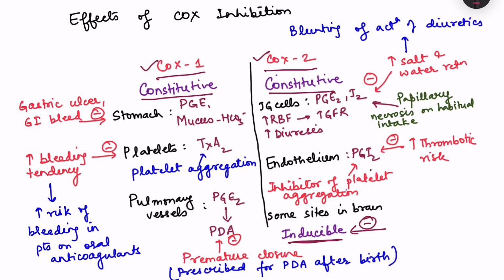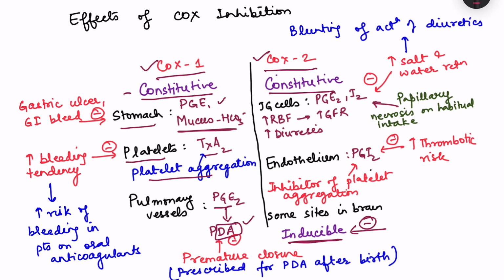So COX-1 constitutive actions include in stomach. Prostaglandin E1 is responsible for the formation of mucous bicarbonate layer, which is protective against the acid which is present in the stomach. In platelets, this COX-1 leads to the formation of thromboxane A2, which is responsible for platelet aggregation and hence hemostasis. And in fetal stage, prostaglandin E2 is responsible for maintaining the patency of ductus arteriosus. Okay. So this is important because in fetal stage, blood doesn't go into the lungs for oxygenation. It bypasses the lungs, and that happens because of this ductus arteriosus.